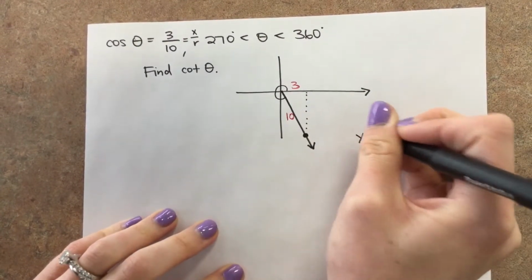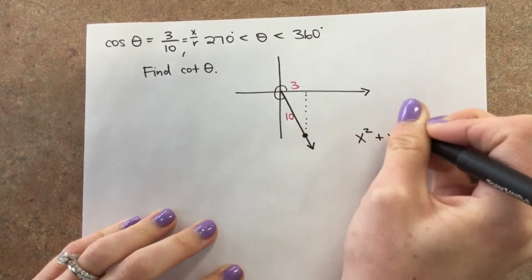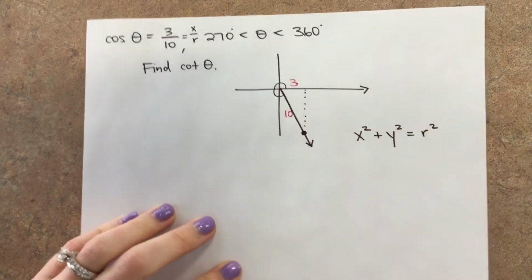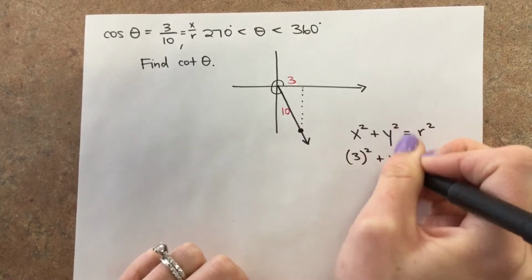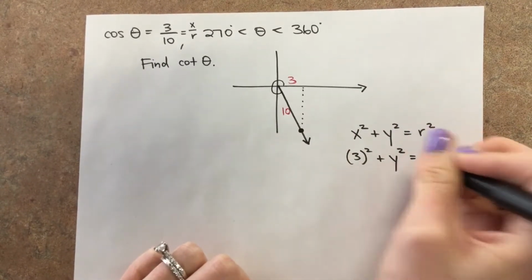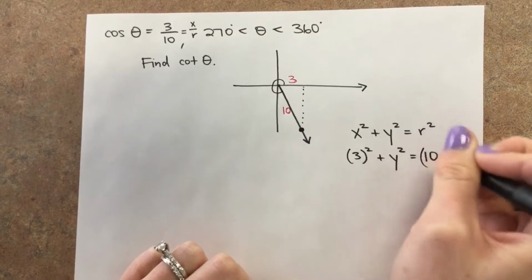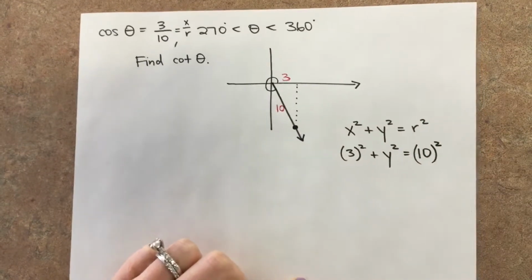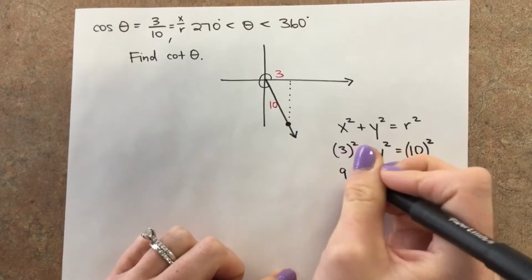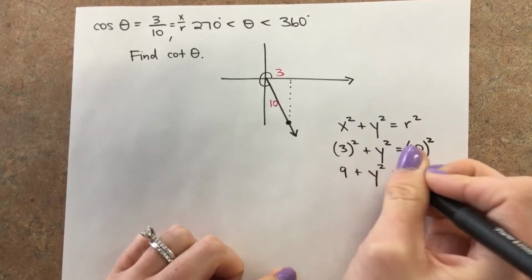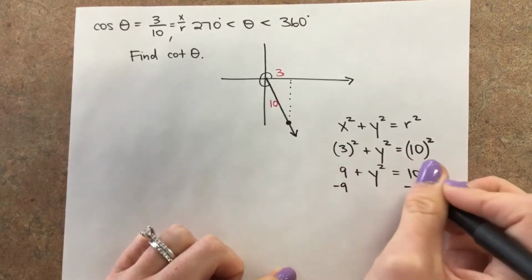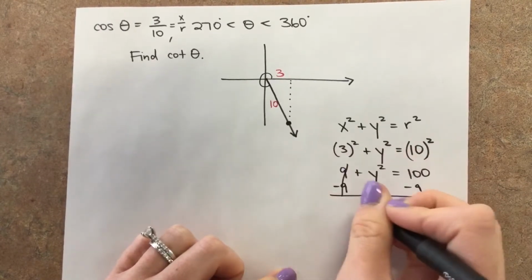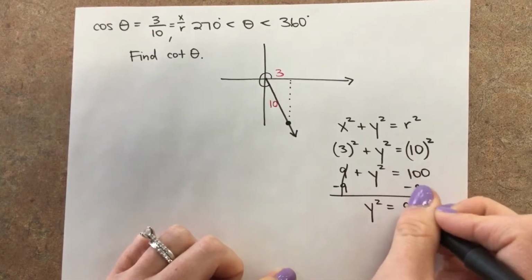So we set up this version of the Pythagorean theorem. We do x squared plus y squared equals r squared. X we know is a 3. We do not know y. That's what we're trying to solve for. And r is a 10. Okay, so we set up that. This turns into 9 plus y squared equals 100. We would subtract this 9 from both sides. So we end up with y squared is equal to 91.